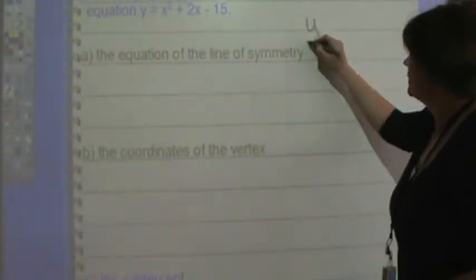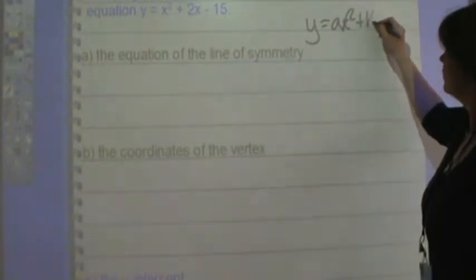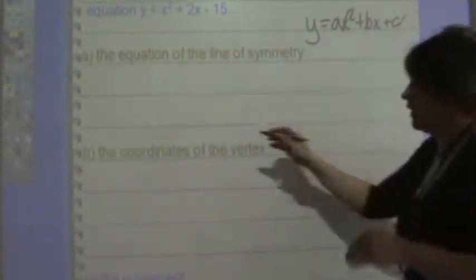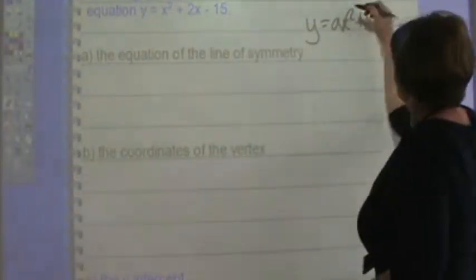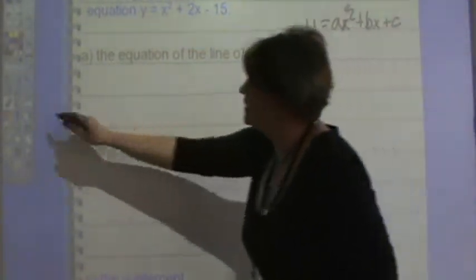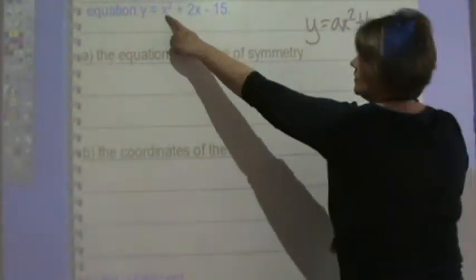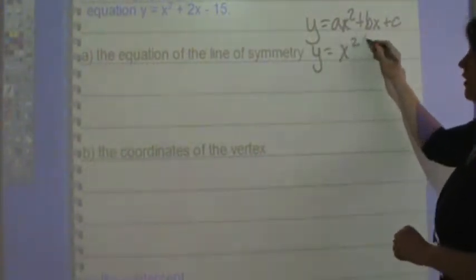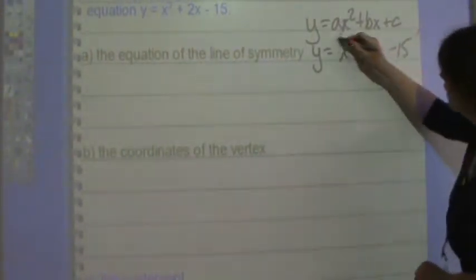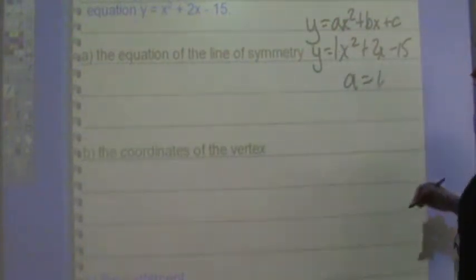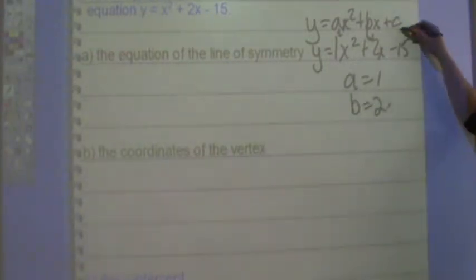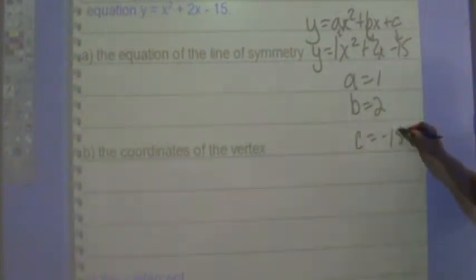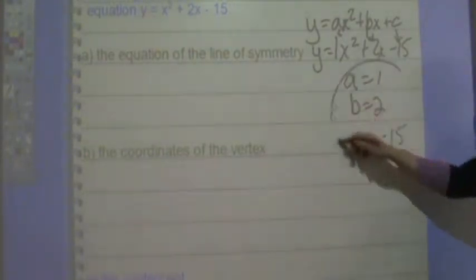This equation has a general form: y equals ax squared plus bx plus c. A is a number, b is a number, and c is a number. In this case, we had y equals x squared plus 2x minus 15. Here's my a, so a is 1. B is right there at 2, and c is right there at negative 15. The first thing we have to do is identify those 3 items.